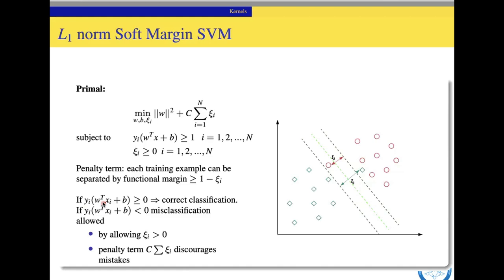Again, just like before, when we have this greater than or equal to 0, we have correct classification. When this is less than 0, we have misclassification. And we allow misclassification like this by permitting epsilon I to be greater than 0. However, we cannot just allow any of these to keep on crossing the boundaries, the fence. So we need a penalty term that discourages mistakes. So this is now our new soft margin SVM, and we solve it.